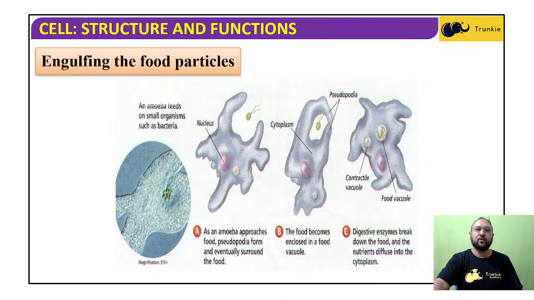Okay, so an amoeba feeds on small organisms such as bacteria. And you can see the pseudopodia are closed and then form the food vacuole. So digestive enzymes present in the cell break down the food, and then the nutrients diffuse into the cytoplasm. Okay, this is how the food vacuole is formed.